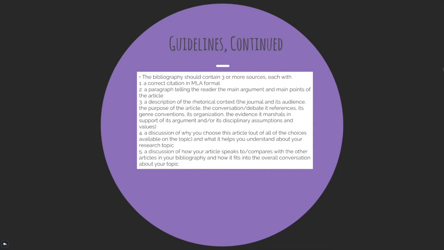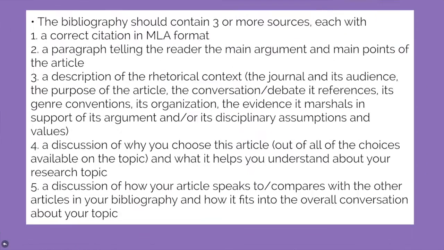You need a paragraph telling the reader the main argument and main points of your article, a description of the rhetorical context, a discussion of why you chose this article out of all the choices that were available on your topic, what it helps you to understand about your research topic. And finally, you need a discussion of how your article speaks to and compares with the other sources in your bibliography, how all 3 of your sources compare, and how they fit into the overall conversation about your topic.